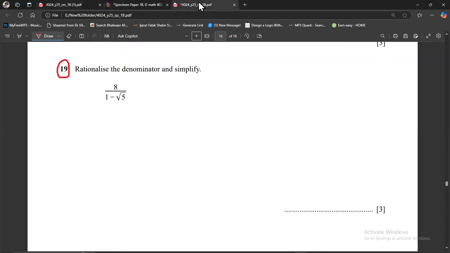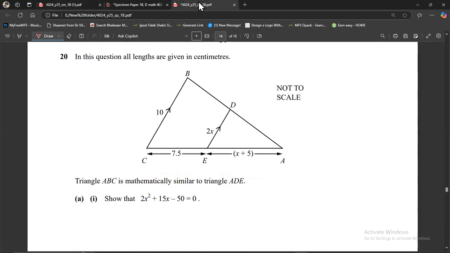Okay, so we have the next question coming up on your screen. Question number 20. In this question, all lengths are given in centimeters. So here we have a triangle. The names of the triangles are ABC and ADE. You can see these two lines are parallel. This is the very, very famous case of similarity.